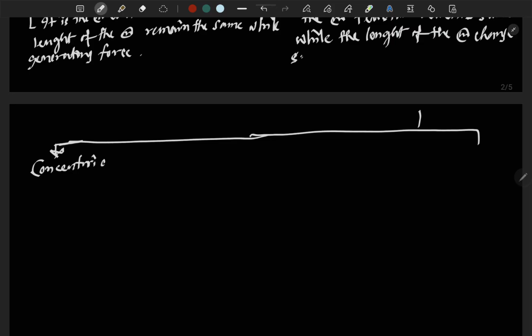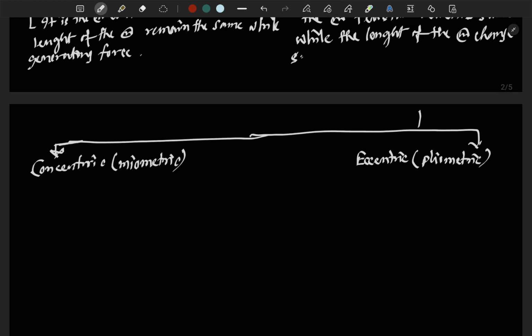Concentric or myometric contraction. Another one is the eccentric, or plyometric contraction. Okay, so what is concentric contraction?